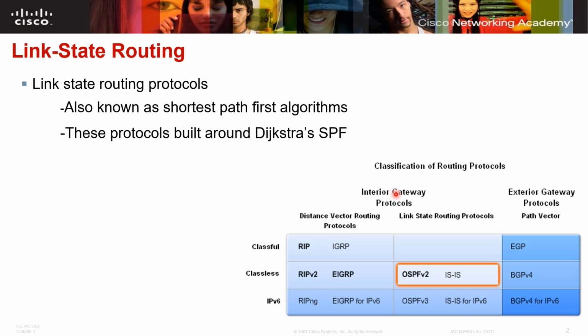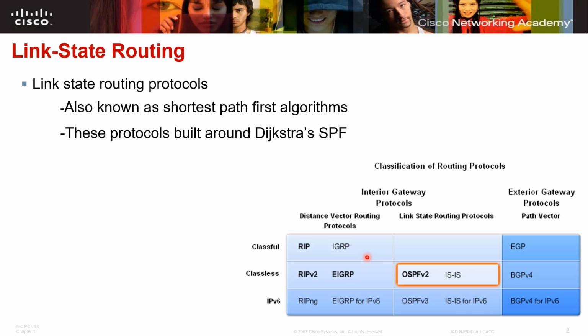Inside the interior gateway routing protocols, we have two categories: distance vector routing protocols, which we started with and discussed RIP and EIGRP as examples, and link state routing protocols, which we will discuss today. And the well-known example of this protocol is open shortest path first.